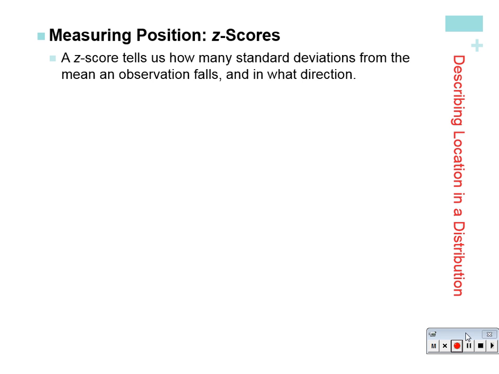The other thing is z-scores. It's a different measure of location. A z-score tells you how many standard deviations from the mean a particular data value falls, and in what direction. A couple quick things about z-scores: a positive z-score represents a data value that is more than the mean, and a negative z-score represents a data value that is less than the mean.